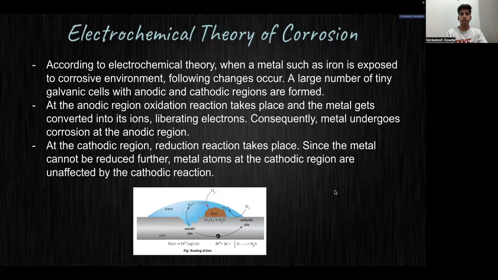Now we shall discuss the electrochemical theory of corrosion by taking iron as an example. According to electrochemical theory, when a metal such as iron is exposed to a corrosive environment, the following changes occur. A large number of tiny galvanic cells with anodic and cathodic regions are formed. At the anodic region, oxidation reactions take place and the metal gets converted into its ions, liberating electrons. Consequently, the metal undergoes corrosion at the anodic region. At the cathodic region, a reduction reaction takes place since the metal cannot be reduced further. Metal atoms at the cathodic region are unaffected by the cathodic reaction.